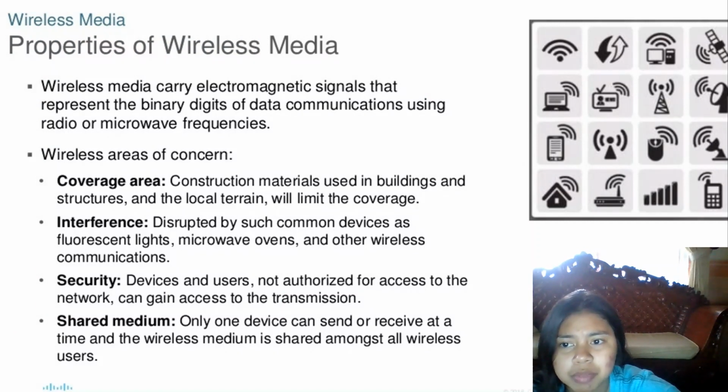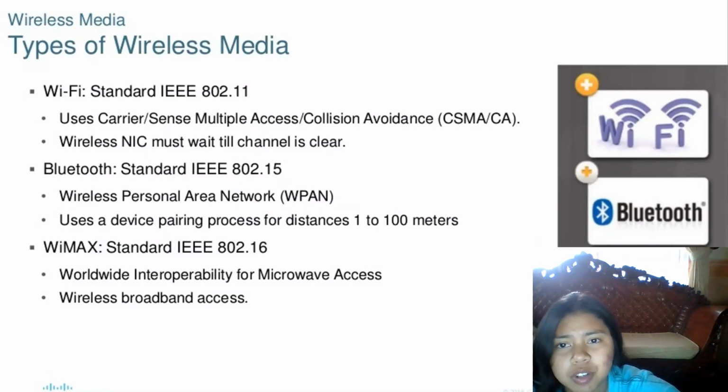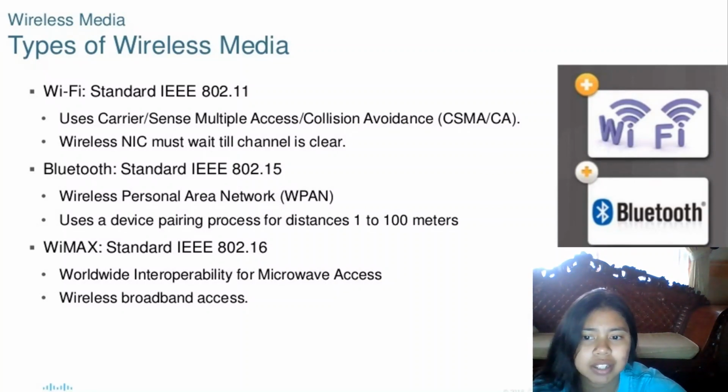Properties of wireless media. The wireless areas of concern are the coverage area, interference, security, and shared medium. Types of wireless media: the Wi-Fi standard IEEE 802.11, the Bluetooth standard IEEE 802.15, and the WiMAX standard IEEE 802.16. WiMAX is wireless broadband access.